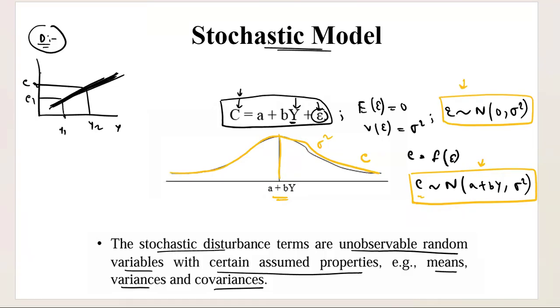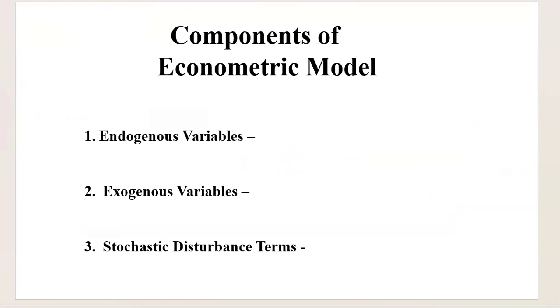So here also I have assumed that this random term follows the properties that mean is zero and variance is sigma square, and that has given us this property of the dependent variable, that C follows a normal distribution with mean A plus BY and variance sigma square. Right? This is done.